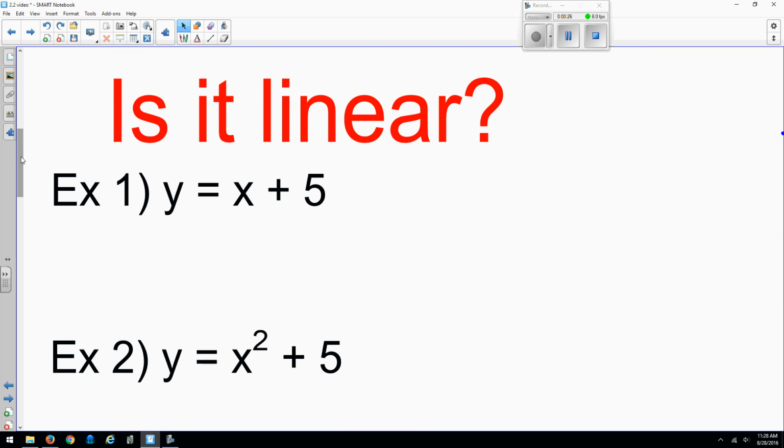One thing you'll need to do in Algebra 2 is figure out whether or not, by looking at an equation, is this equation linear? Does it represent a linear function? So we're just going to go through a few examples here.